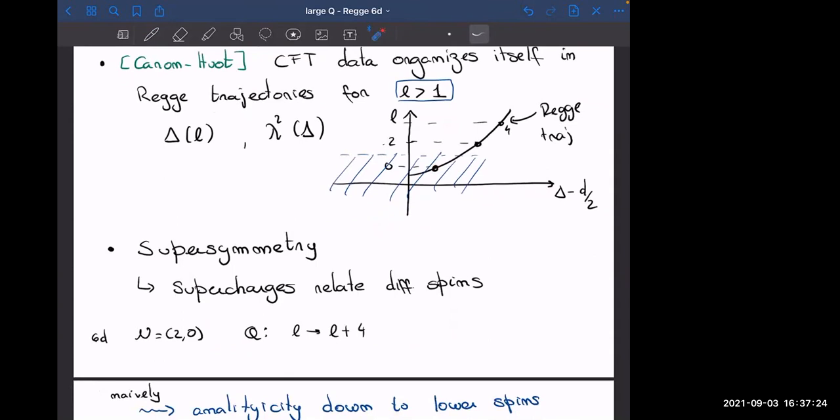We have actually, yeah, please go ahead. Just for clarification, what do you mean when you say spin L in 6 dimensions? What is spin? Because I will be looking at the OPE of two scalars, I will have symmetric traceless representations. And this is what I mean by L.